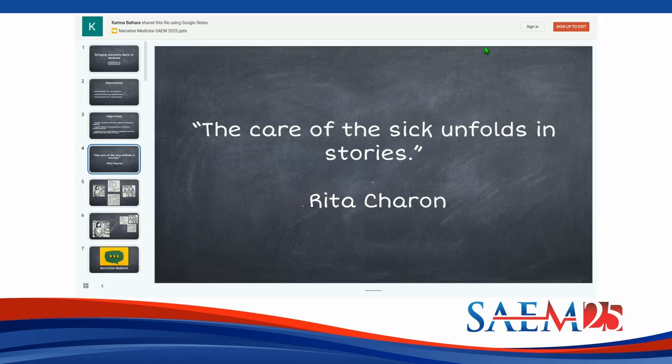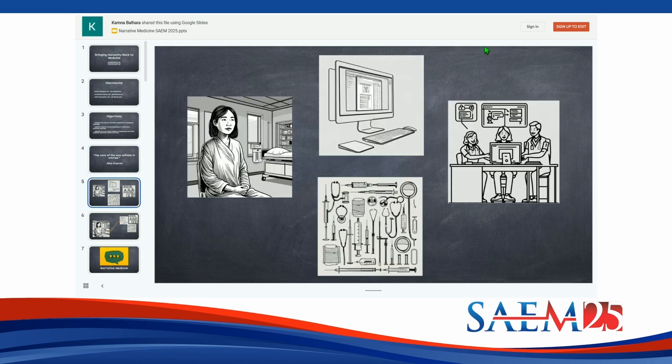So the originator of narrative medicine, a physician named Rita Charon at Columbia, clearly tells us that the care of the sick unfolds in stories. And in our work as emergency physicians, we are always telling stories, hearing stories. We're crafting stories when we write a note in the EHR. But all those stories come from so many different sources, right? You have your patient giving you one story, but maybe your medical judgment or the results of your tests tell you a different story. And then the EHR has its own narrative about the patient's visits through the healthcare system.